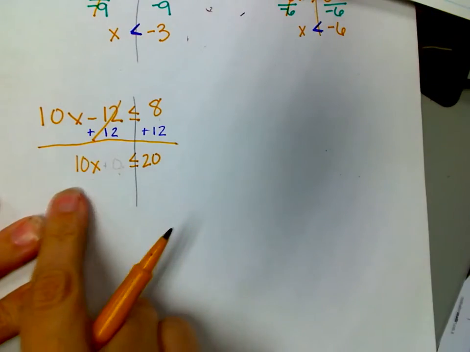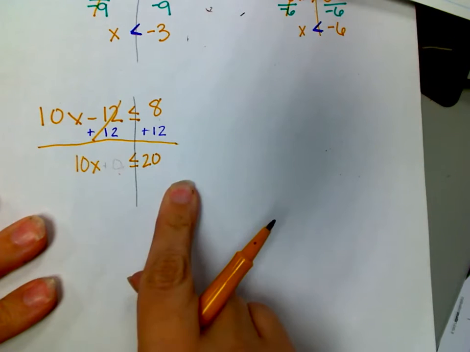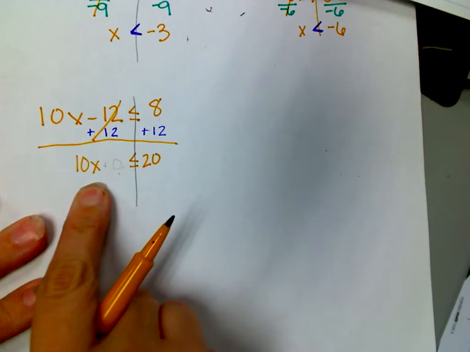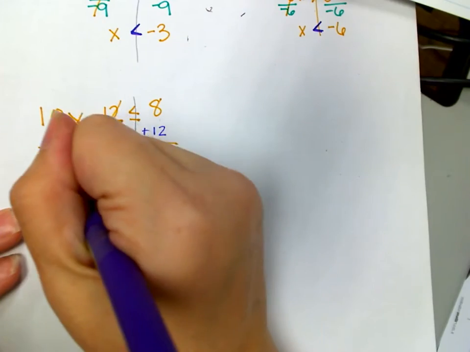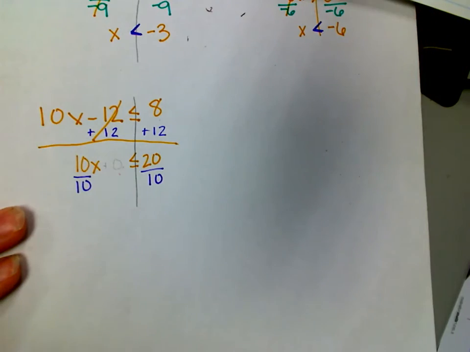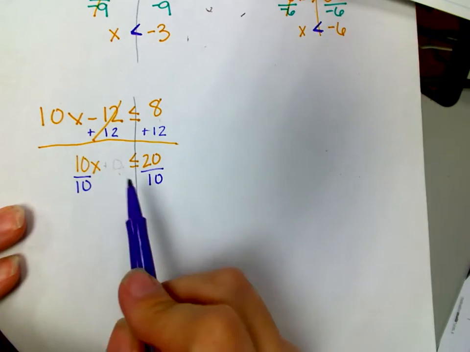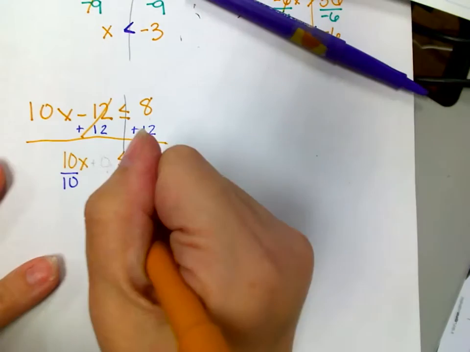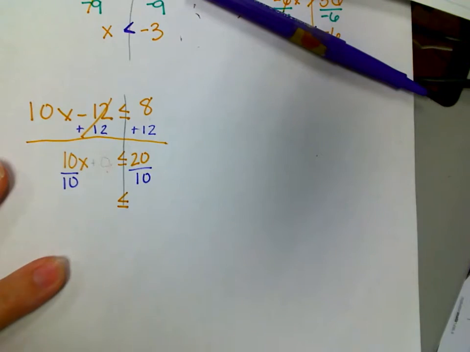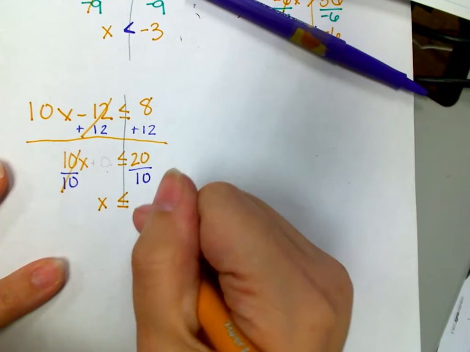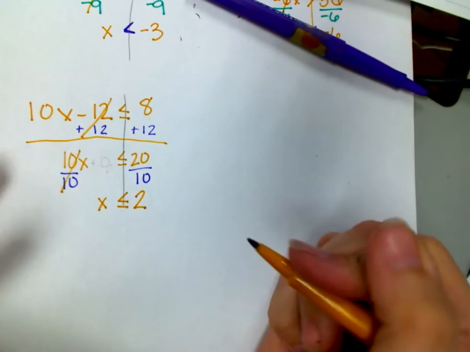So now I'm saying 10 times my x is less than or equal to 20. So since that's saying 10 times x, I'm going to do the opposite, which would be divide. So I'm going to divide both sides by 10. Now, I did not divide by a negative, so I do not flip my sign. My sign still stays the same because I did not multiply or divide by a negative. That crossed out. That became x is less than or equal to 2.